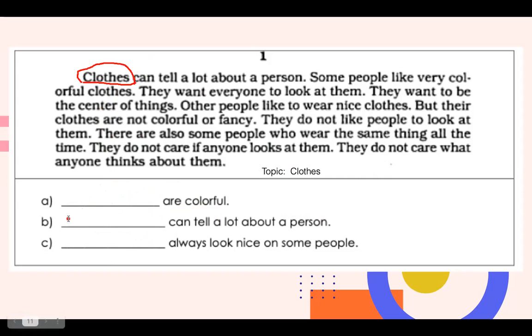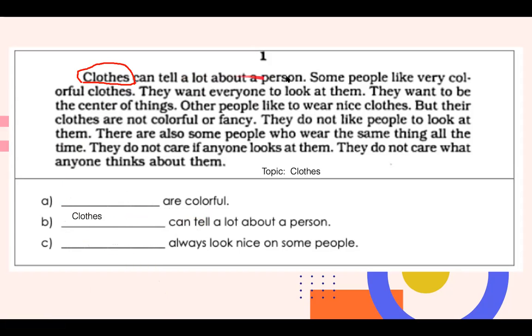Okay, can tell a lot about a person. Okay, so we have 2 B's. What about the rest? Are colorful? Okay. Anyone else? Let's say here, or here, or here. Okay, since there are 2 B's, dos dijeron la B, we're going to put it here. And yes, it is letter B.